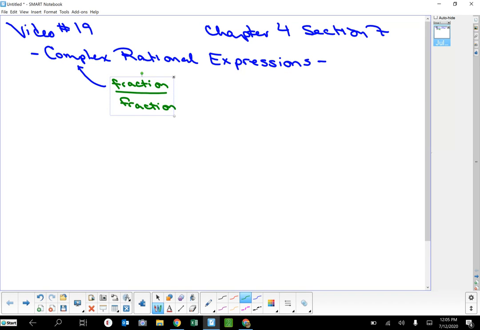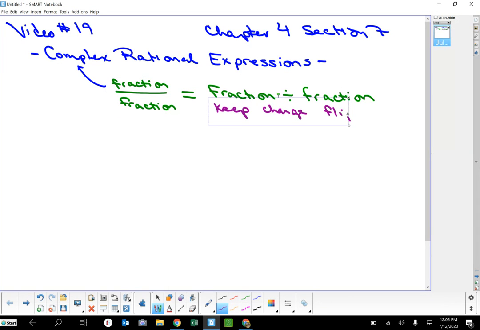So I just want to remind you that means you have one fraction divided by another fraction, which is when you're going to utilize that strategy of keep the first one the same, change the division sign to multiplication, flip the second fraction upside down, or copy dot flop, whichever terminology you want to use.